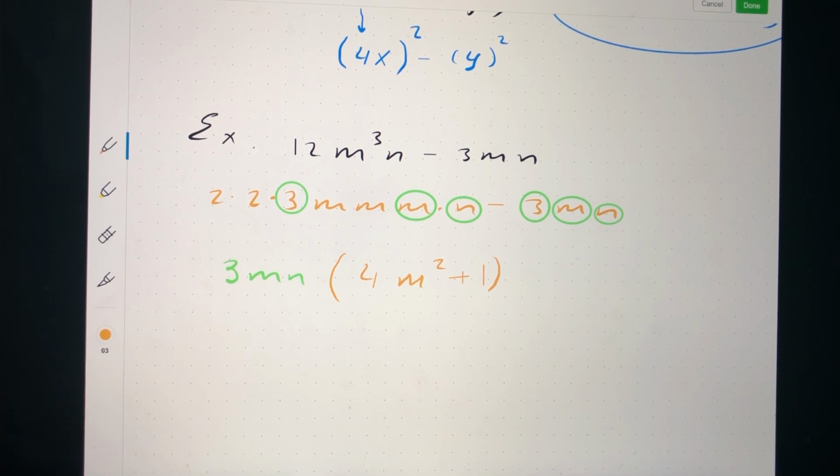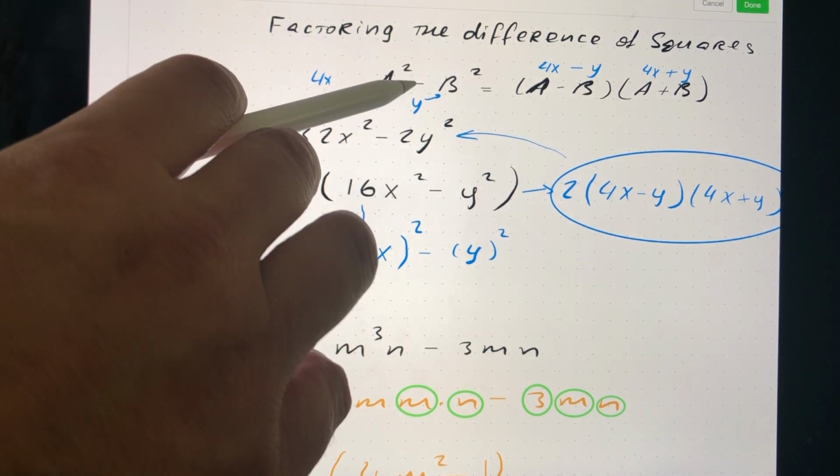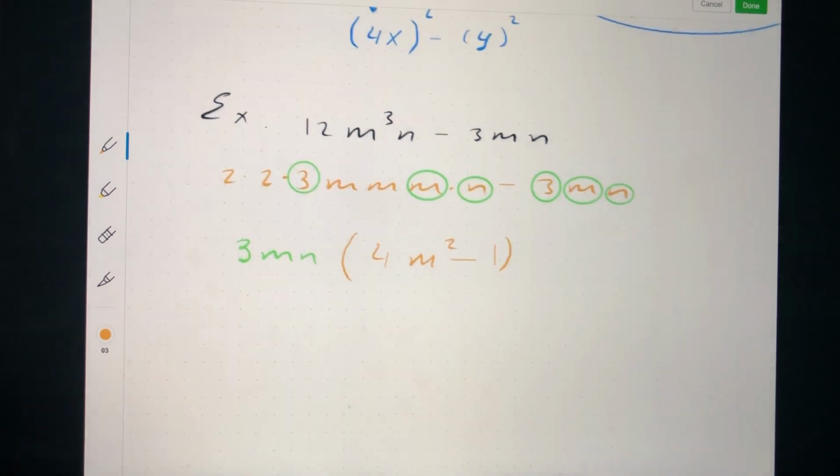Sorry, there should be a minus in between, not a plus. Very big difference. Huge difference. If there was a plus, we could not factor anything anymore, because there is no formula for the sum of squares. If there was a plus in the middle, this is not factorable. It would be prime. But we do have a minus.